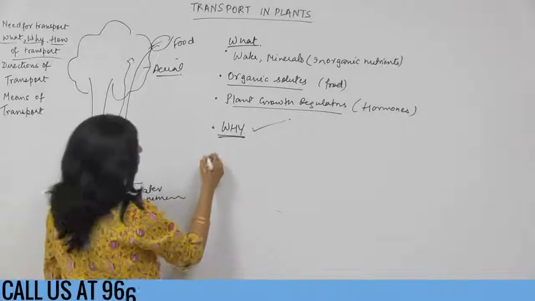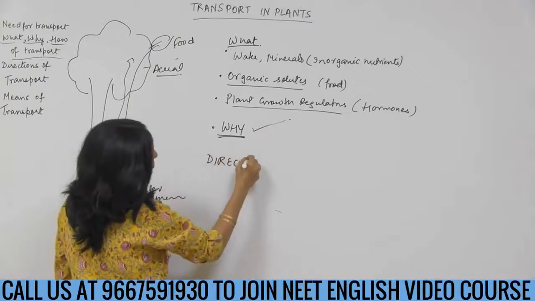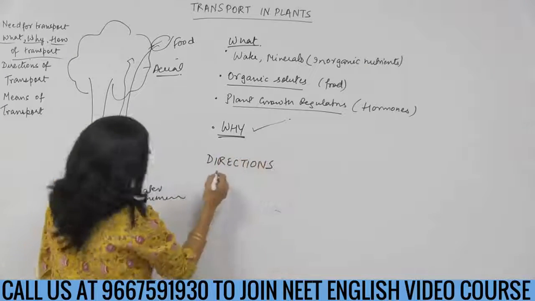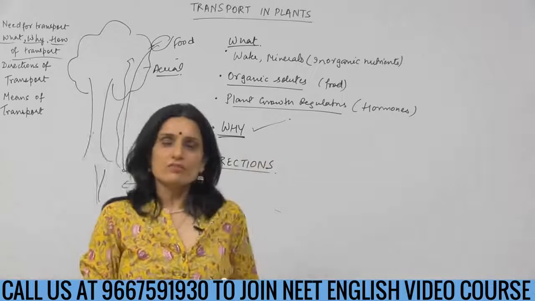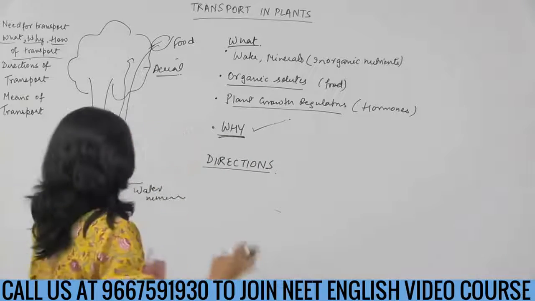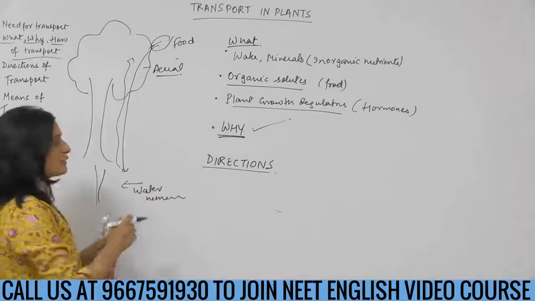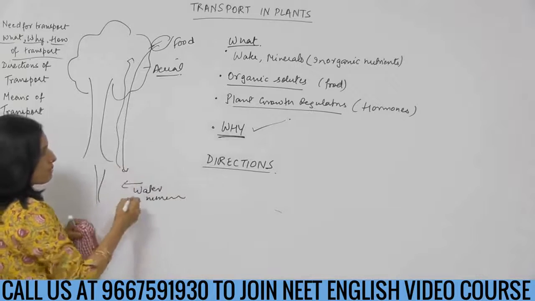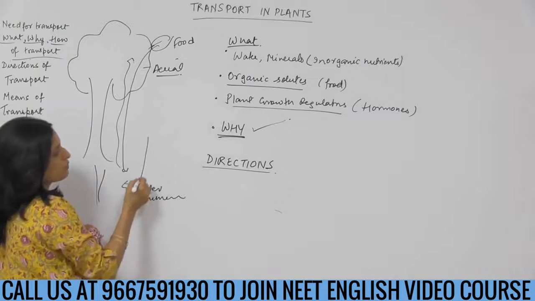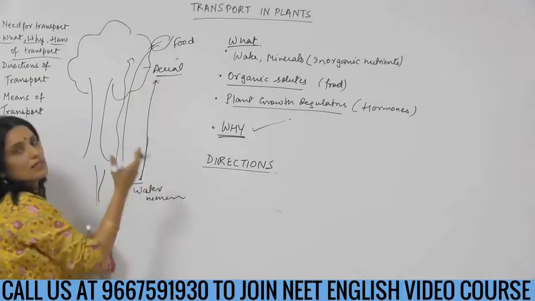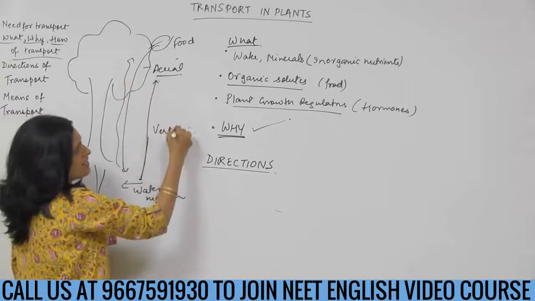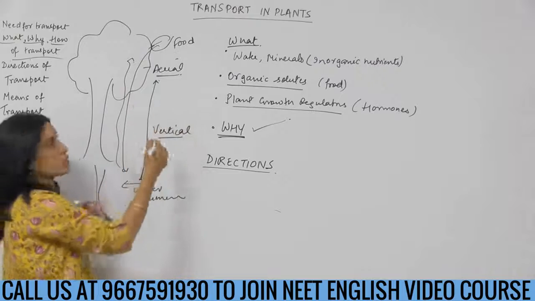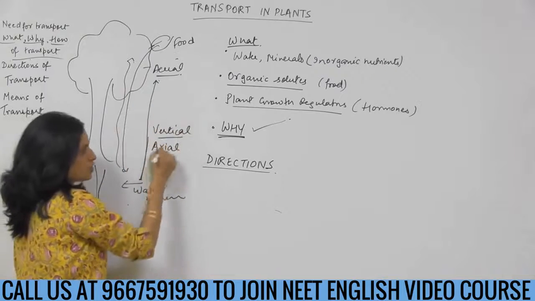Right, now next we talk about the directions of transport, right? Now directions, when we are talking about, well children, we'll have to understand this with the help of this image again. As you can see, the water and minerals are being transported from the roots upwards to the leaves, right? So we would term this direction as a vertical direction or an axial direction, right?